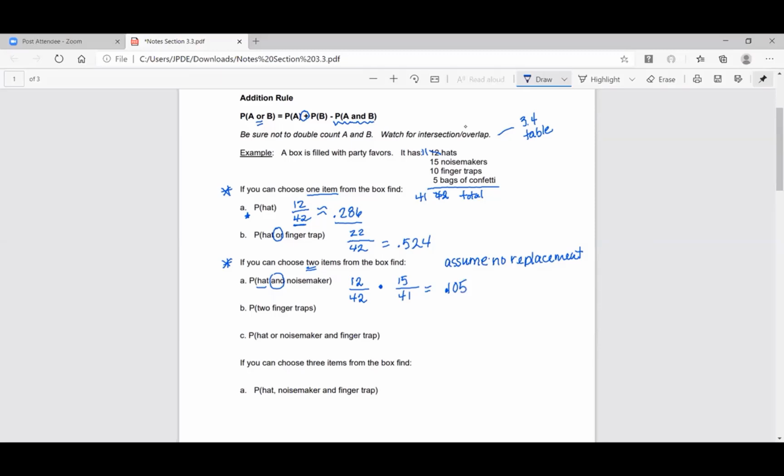So the next one, we're still choosing two items. We want two finger traps. So we want in the first pull, in the first trial, you want a finger trap. And in the second one, you want a finger trap.